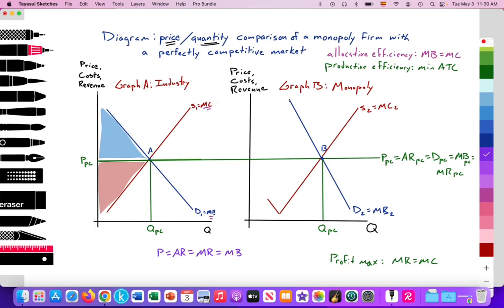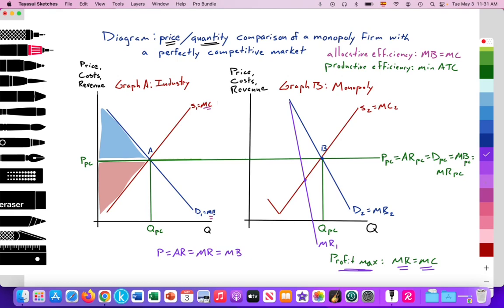We have the MR curve. Let's say it goes down to this point. We'll call it MR1, marginal revenue curve 1. And following the rule of profit maximization, which we see here, the monopolist will produce where the MR curve is equal to the MC curve, which is at this point. MR equals MC right here.